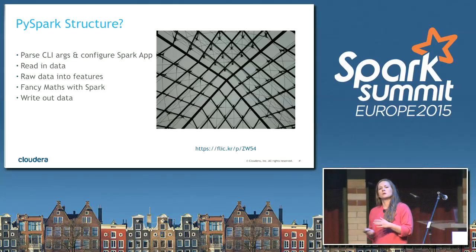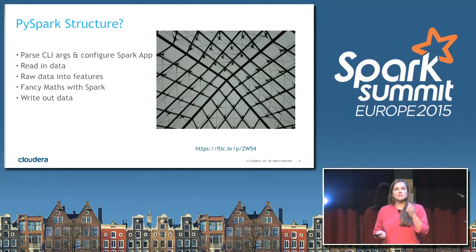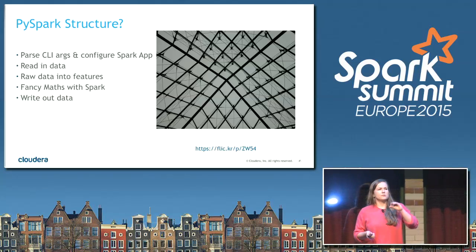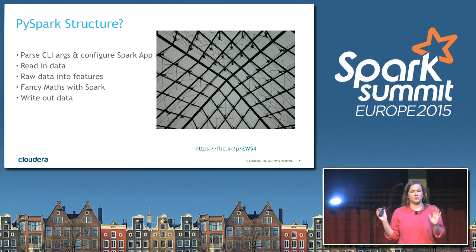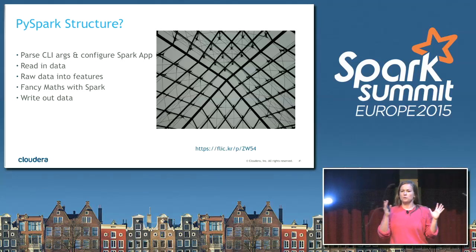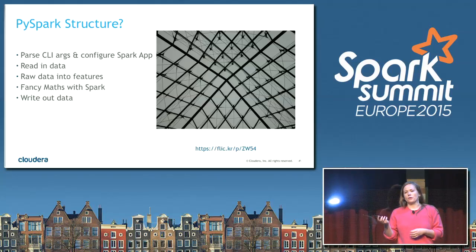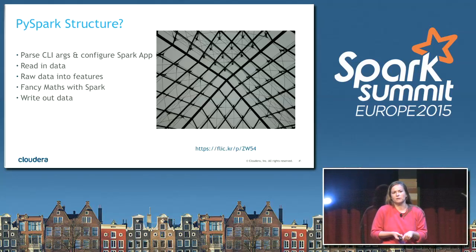So for the problems that I work on with customers, I've found repeated sections that we see, and these are kind of generic sections that you see when you're doing machine learning modeling. So, general PySpark structure: you parse some CLI args so that at runtime you can configure where your input files are or how many threads you're using for running local mode and so on.